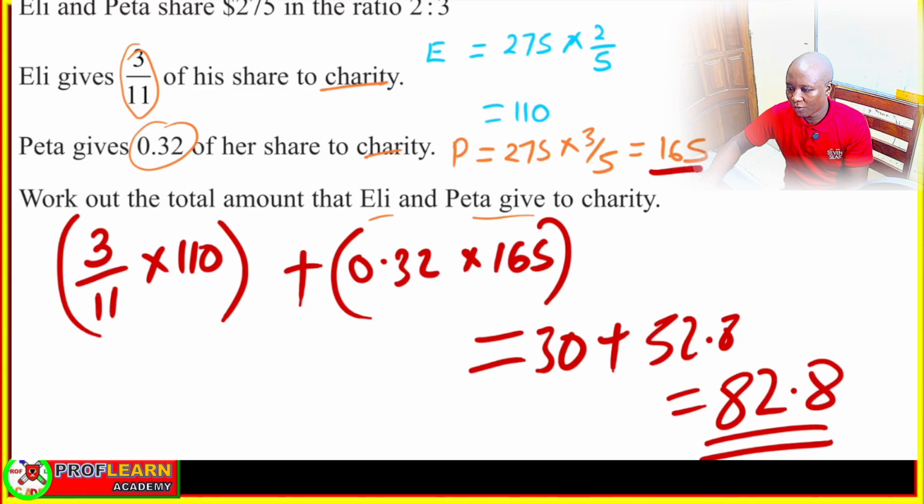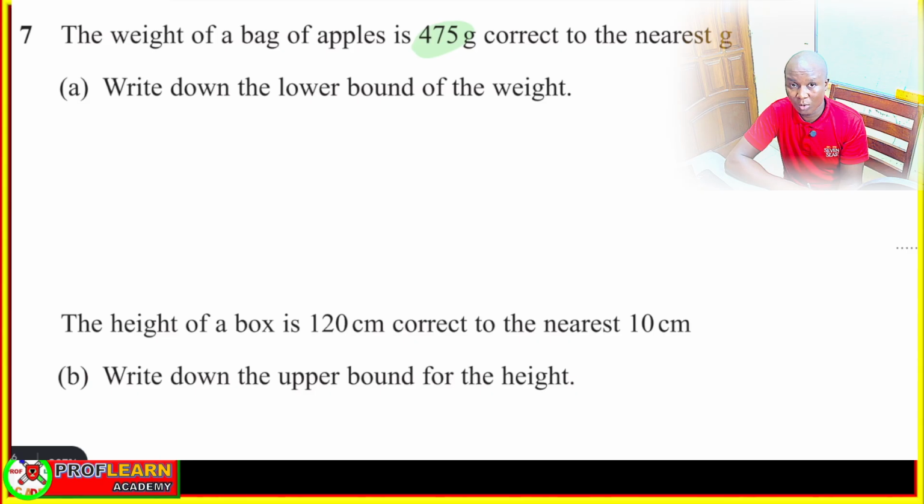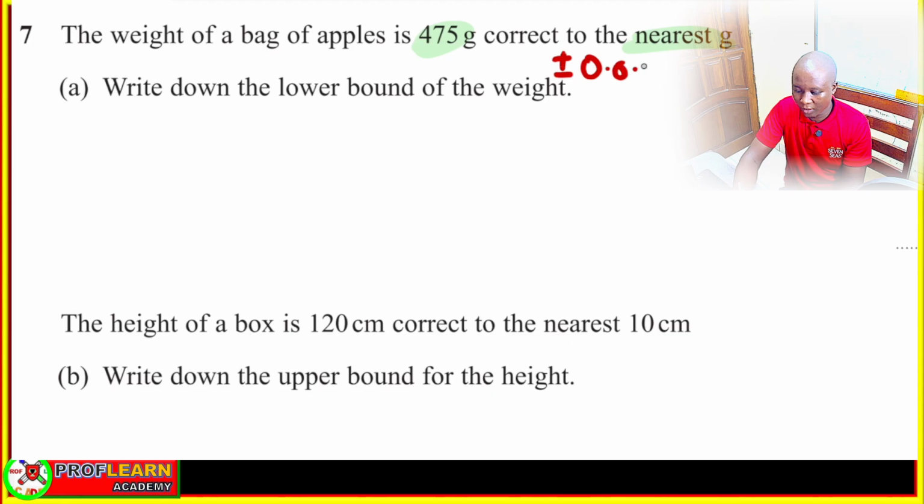Also, in this question, we're told that the weight of a bag of apples is 475. So in this case, this amount is 475 grams, correct to the nearest gram. So if you are told correct to the nearest gram, then what you are going to add or minus is 1 gram divided by 2. So this is going to be plus or minus 0.5.